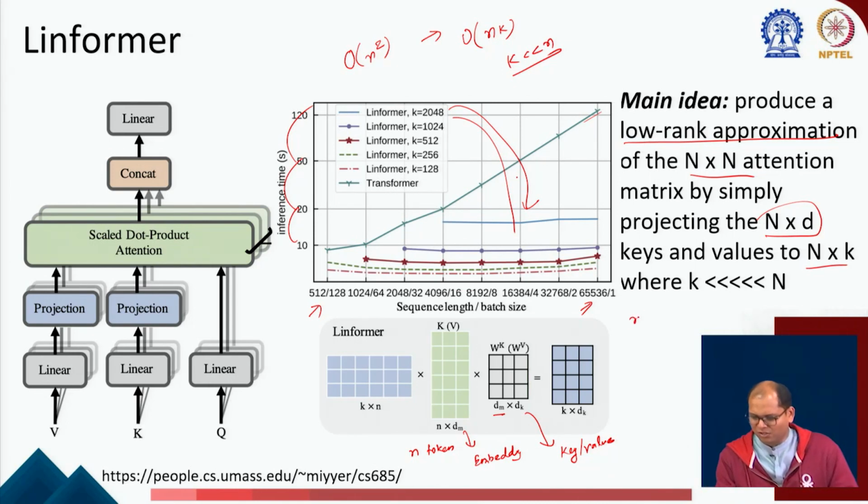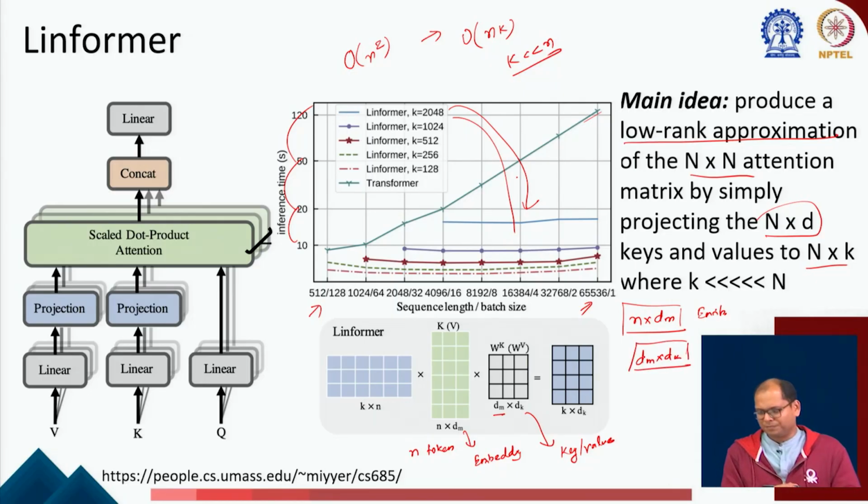So we start from n cross dm, and this is your embedding, and you multiply with a dm cross dk matrix, Wq, Wk and Wv, so that you get an n cross dk matrix, right? And these n cross dk matrices are obtained for all query, key and value. So you have n cross dk for query, and for key also you have the same. So you take a transpose, you get dk cross n for key.